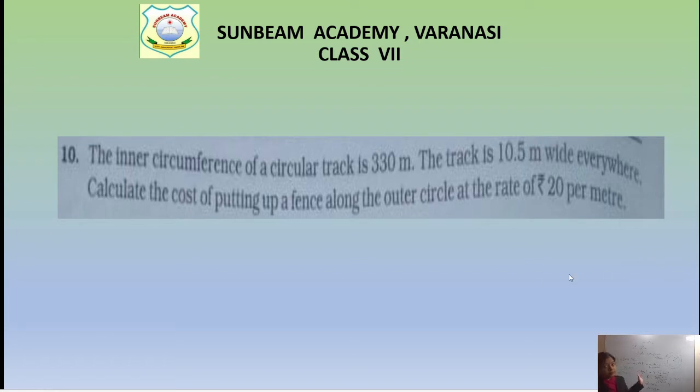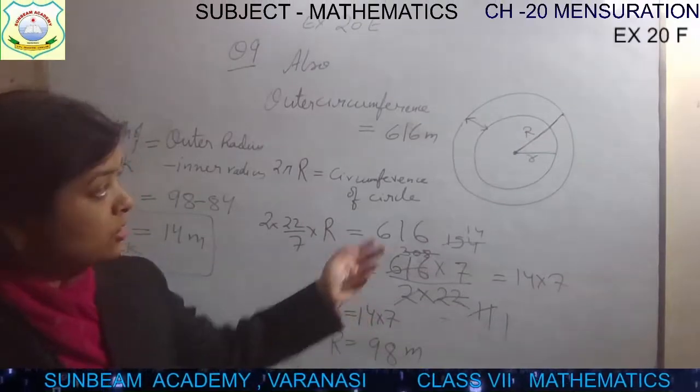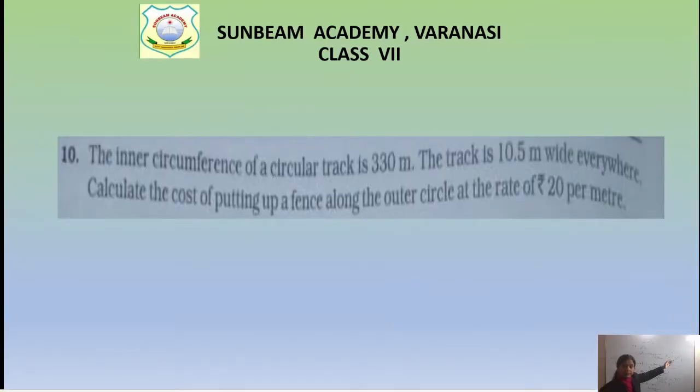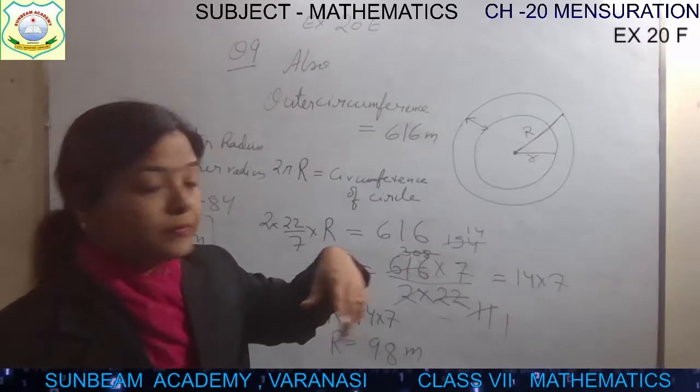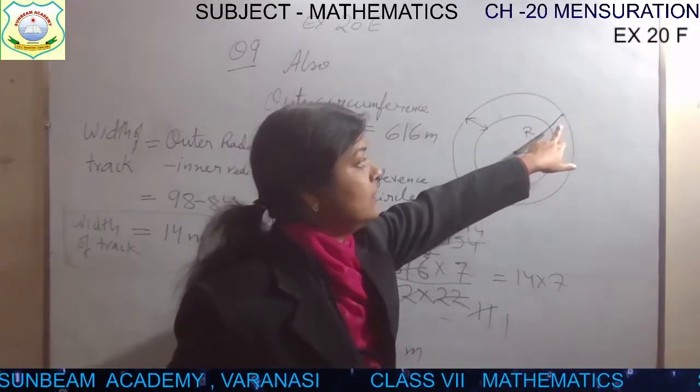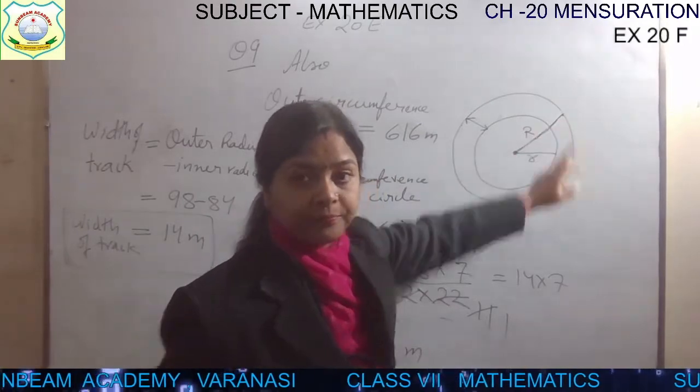Just like in previous question, both the circumference were given to us. इस क्वेश्चन में हमको दोनों सर्कमफ्रेंस दिया गया था. In 10th question, they have given the inner circumference and they have given the track width also. ठीक है? In this question we have to find the track. In this question they have given the width of this track.